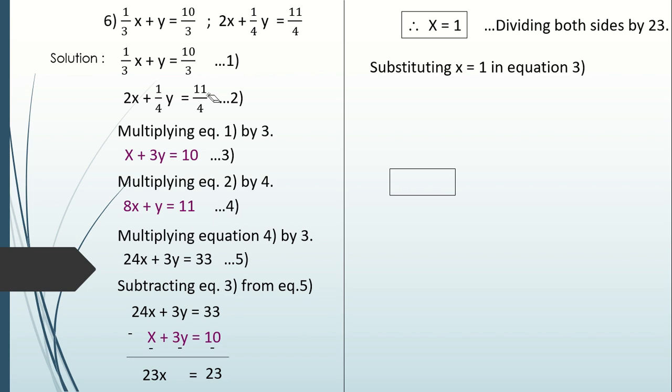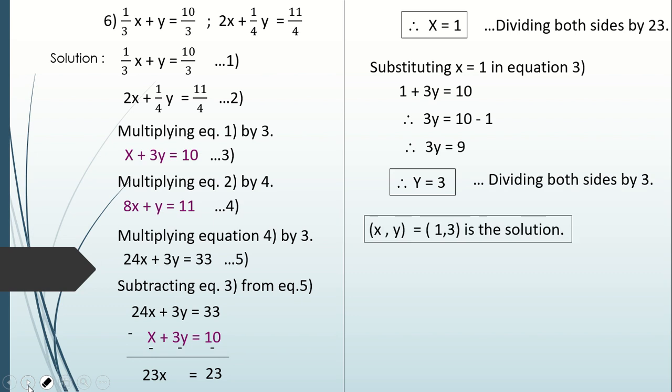Now obviously we will not put in these fractions. Difficult to deal with, right? We have put it in equation number 3. Easier. Okay, so I have put here 1 in place of x. So I get 1 plus 3y is equal to 10. Get that 1 to that side. So I get the value of y is equal to 3. Therefore x, y is equal to 1, 3 is the solution.